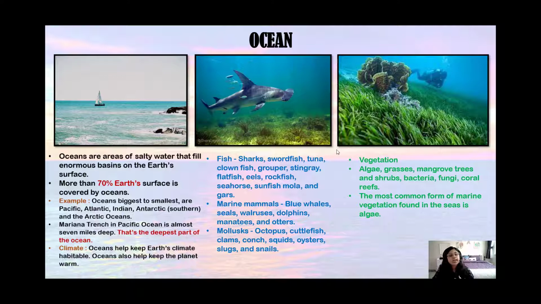Next, the fishes. Sharks, swordfish, tuna, clownfish, grouper, stingray, flatfish, eels, rockfish, seahorse, sunfish mola, and gars. Marine animals: blue whales, seals, walruses, dolphins, manatees, and otters. Mollusks: octopus, cuttlefish, clams, conch, squids, oysters, slugs, and snails. The vegetation: algae, grasses, mangrove trees, and shrubs, bacteria, fungi, coral reefs. The most common form of marine vegetation found in the seas is algae.